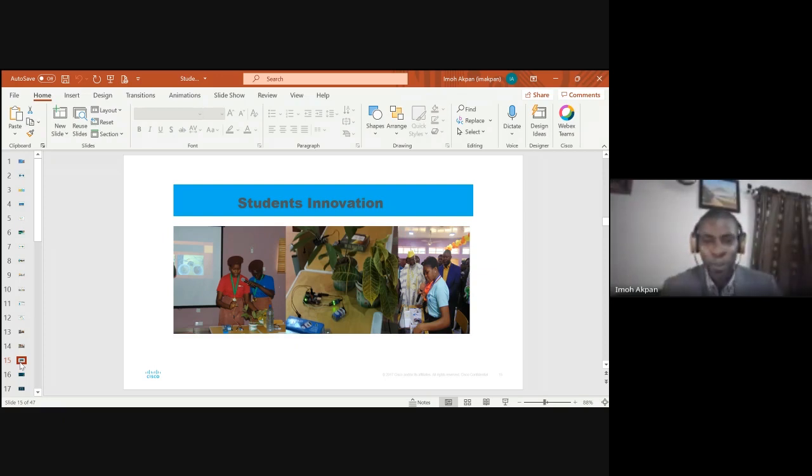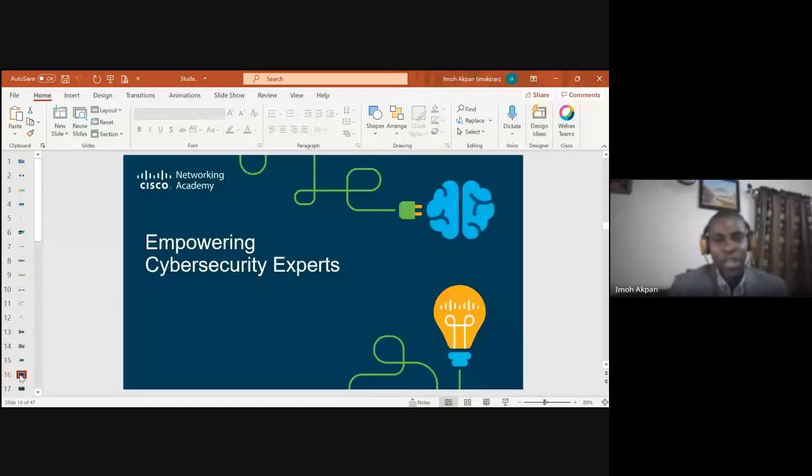This is one of the sessions that we had where students had an innovation on smart agriculture. So you have an Arduino board there, and they did a demo to the Honorable Minister, the former Minister of Information, on digital agriculture, smart agriculture. That is one of the demos that we had.